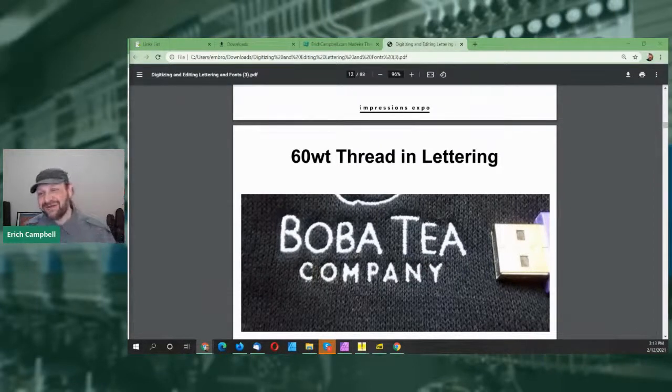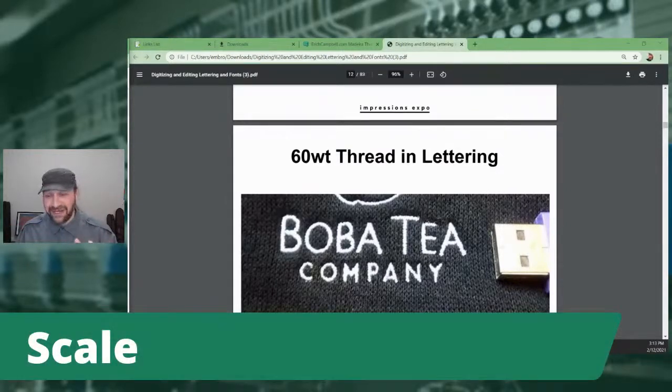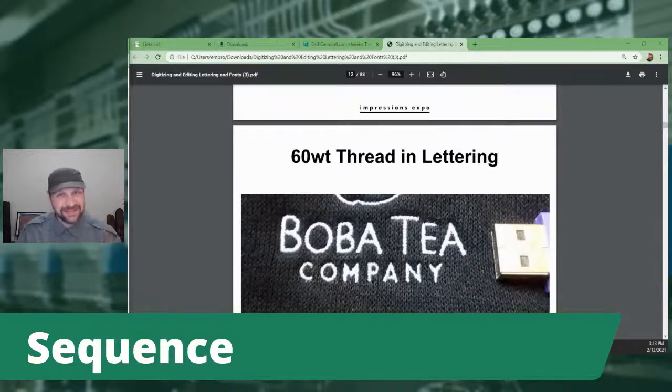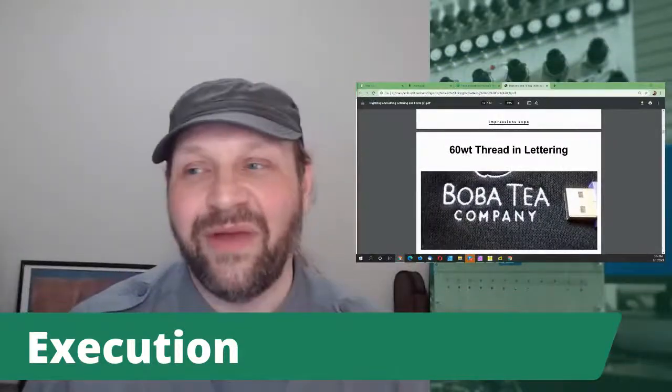But let's talk about the things we were discussing, right? We talked about future-proofing, sure. We talked about scale. Beyond scale, we're talking about sequence, and we'll discuss that again in a second, but that is not as important as scale and execution, right? Scale is really important because scale not only is going to determine, like I said, smallest stitch, largest stitch, or longest stitch, smallest hole, how close design or elements are in the design together. That's certainly a thing. That's an issue. That's something we have to deal with.